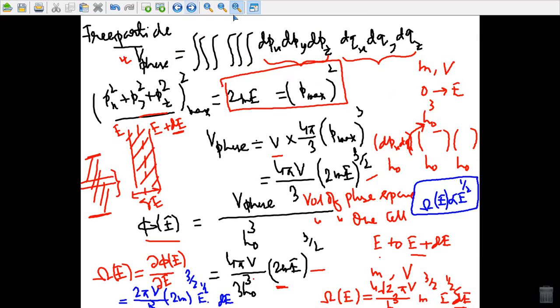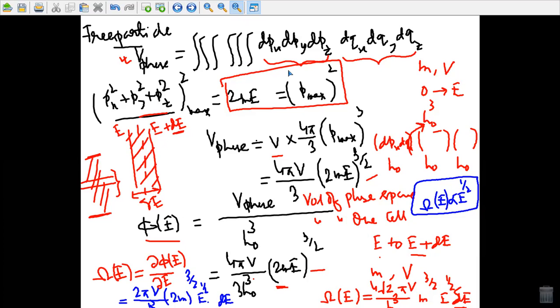Quickly we move on to the free particle system. For simplicity, consider phase space representing a single particle of mass m in a volume V, and let us calculate the number of phase cells in the energy range from 0 to E. The volume of each phase cell is, say, h0 cube. An elemental volume in phase space is dpx, dpy, dpz, dqx, dqy, dqz, which is nothing but dpx dqx, dpy dqy, and dpz dqz, that is h0 whole cube.